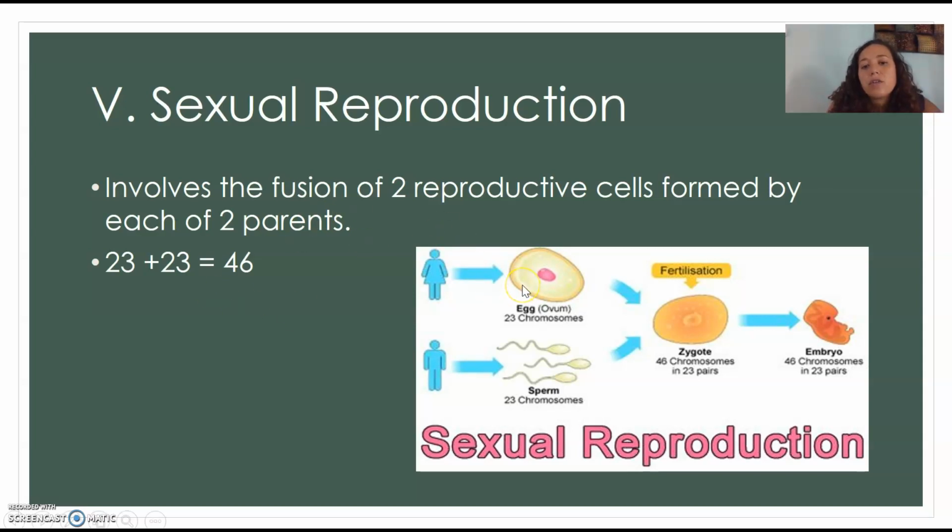Anyway, so you have the egg with 23 chromosomes, sperm with 23 chromosomes. When fertilization occurs, they will combine both DNA. So if you think about it, this zygote has DNA from, which is interesting, grandpa, grandma, mom, dad, you know what I mean? There's so much DNA going on there. So that's why some kids will look like a grandparent. Like my son looks a lot like his grandpa. And then you have your zygote.